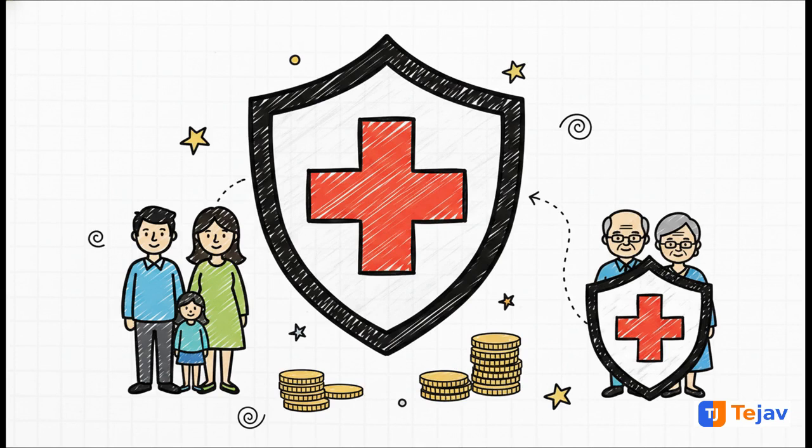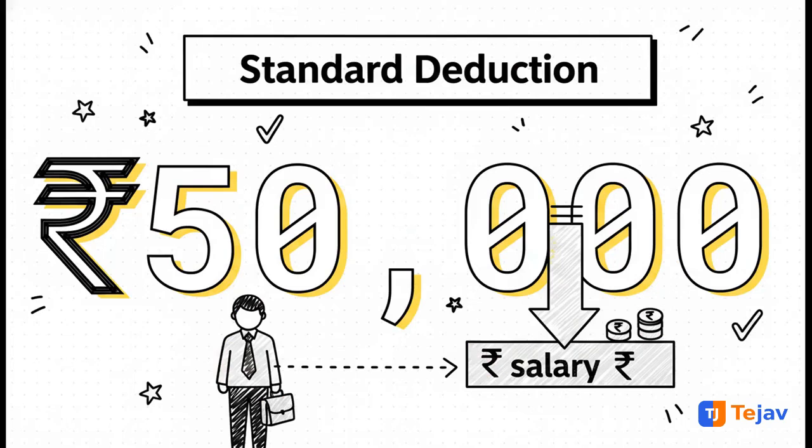If you're paying premiums for yourself and your family, you can claim a deduction up to 25,000 rupees. And if you pay for your parents' insurance too, you get an additional deduction right on top of that. And we absolutely cannot forget this one, 50,000 rupees. This is your standard deduction. It is a flat, guaranteed benefit available to you literally just for being a salaried individual. You don't have to make a single investment to claim this. It's a straight-up 50,000 rupees reduction from your taxable salary.